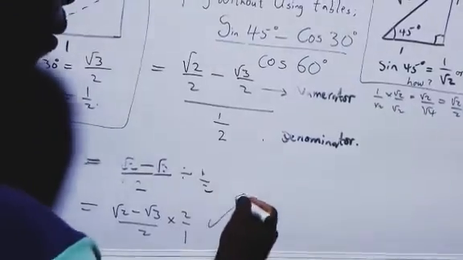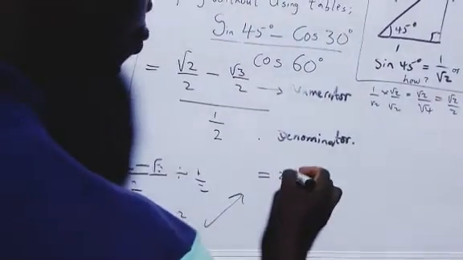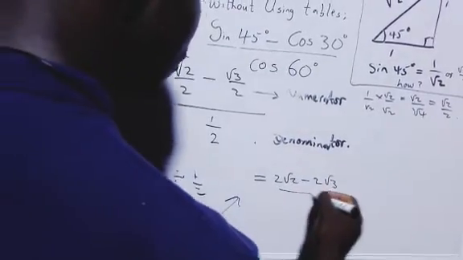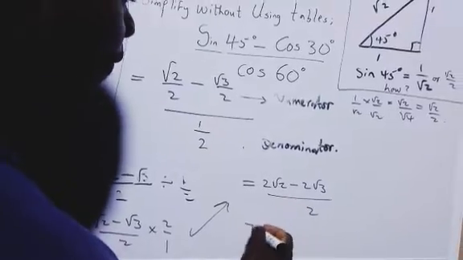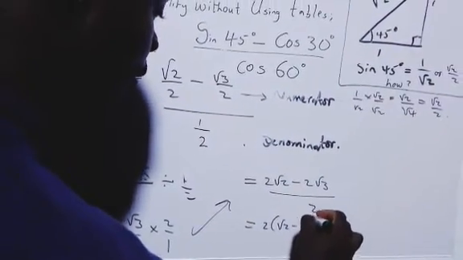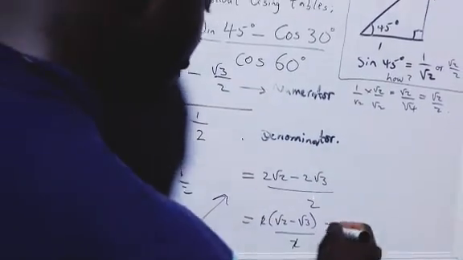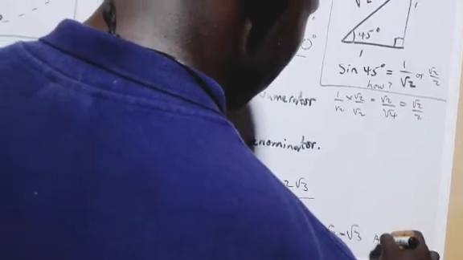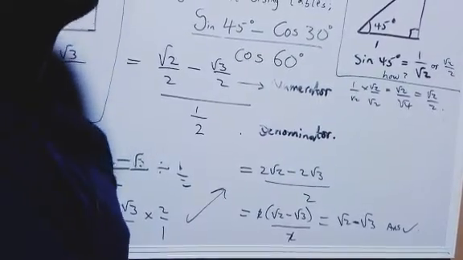So at the end of the day, we now have 2 root 2 minus 2 root 3 all over 2. Now if you look at this, we have 2 in common, so it can be factorized. So we have 2 into bracket root 2 minus root 3 all over 2. So 2 cancels 2. So at the end of the day, we have root 2 minus root 3. Answer. I remain Shola Abiodun. Remain scientifically inclined.